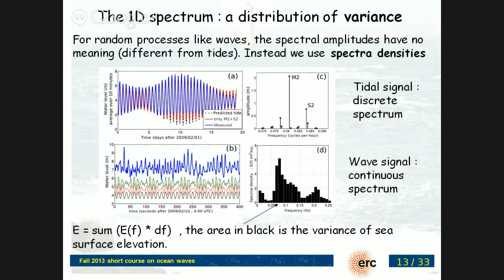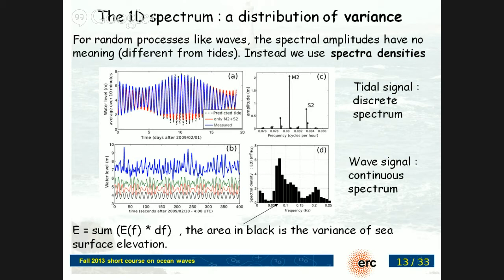This is how you typically normalize the spectrum. So the sum of E(f) times Δf, where my spectral density is E(f) and Δf is my spectral increment, so Δf is my resolution in frequency. The sum of that is equal to E, and E is my variance of the sea surface elevation. In other words, this is the average of (ζ minus ζ-bar) squared. Right, that's the variance of the sea surface elevation.